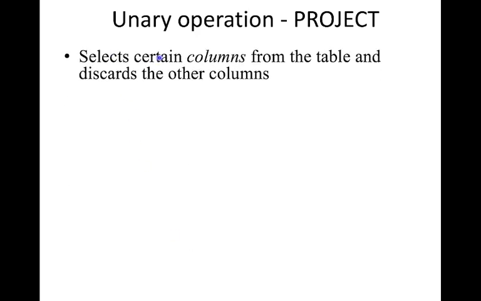So that's all about the select operation. Now the second unary operation is the project operation. Project selects certain columns from the table and discards the other columns. So the project operation just selects a subset of columns. In the previous select operation, it selects a subset of tuples or rows. Here, a subset of columns will be selected and the other columns discarded. So the project operation creates a vertical partitioning of a relation. In the case of the select operation, it is horizontal partitioning.